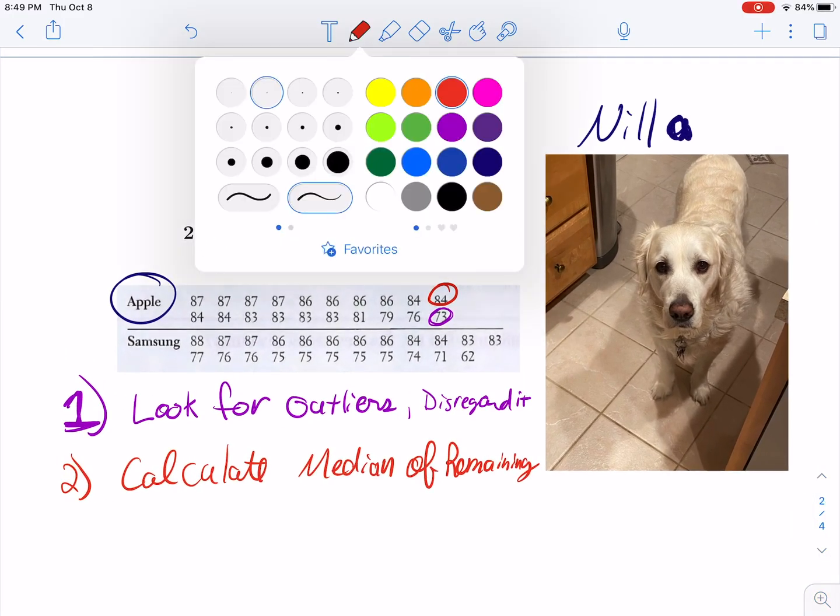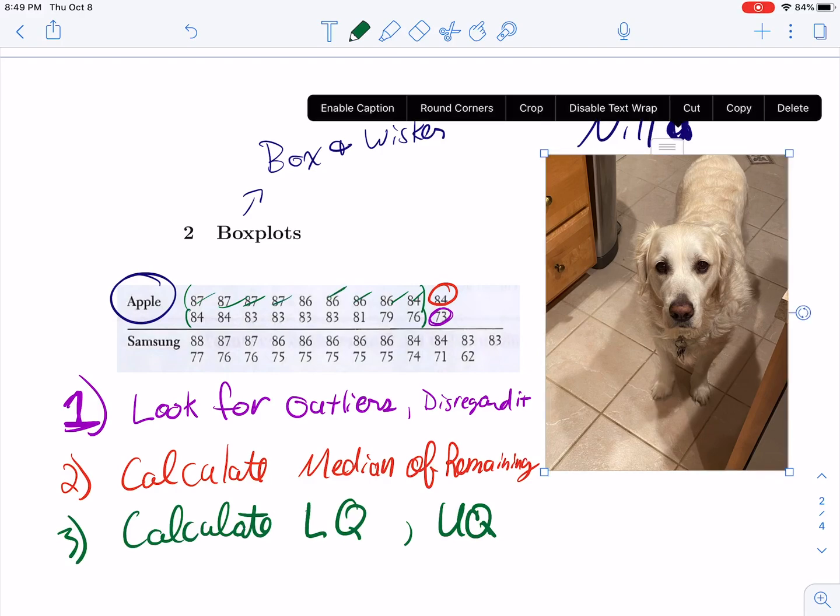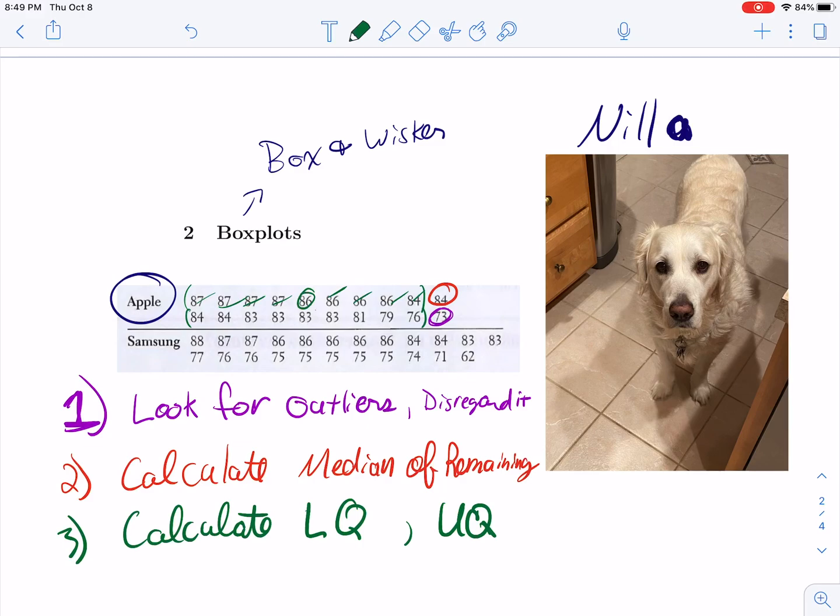All right. Step 3, calculate the lower quartile and the upper quartile. And again, remember that's the median of the medians, so I just need to take the median of that and the median of that. So it's 86. And then if we do the same, we're going to get 83. All right, so our upper quartile is 86, our lower quartile is 83.